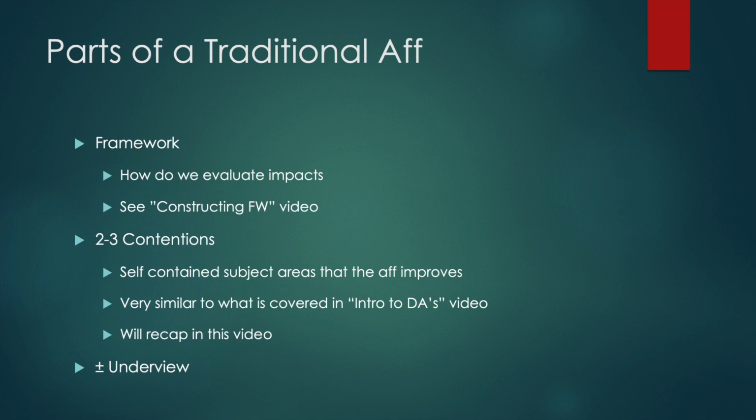So I'll talk a little bit about framework, but most of the discussion is going to be focused on the contentions and the underview. The contentions are basically self-contained subject areas that the AF improves. It's very similar to kind of an inverse of what is covered in the Intro to DAs video: uniqueness, link, impact, and all of that. But I'm going to go over uniqueness, link, impact here again, just because it's a little bit different when it comes to the AF side. And then the underview can be a lot of different things, so it's easiest to just talk about that in detail when we get there.